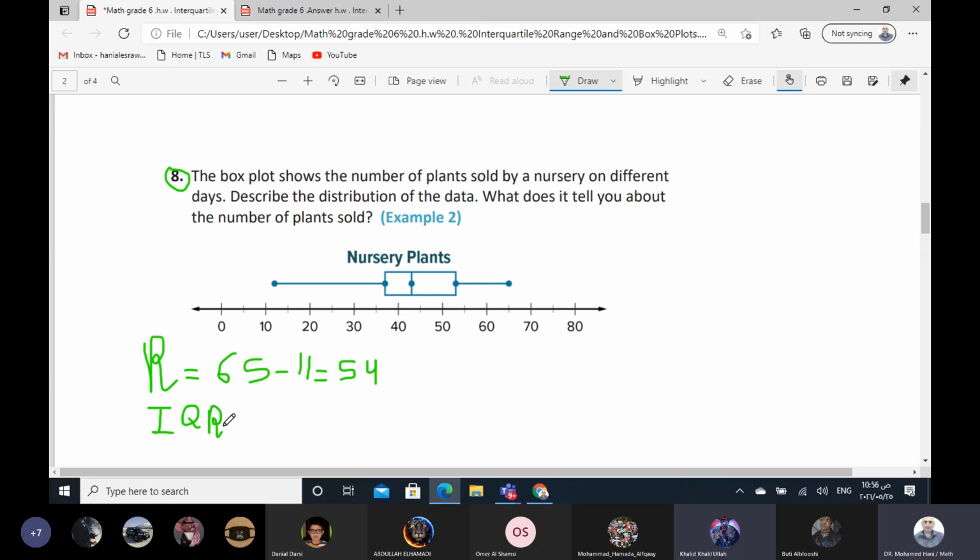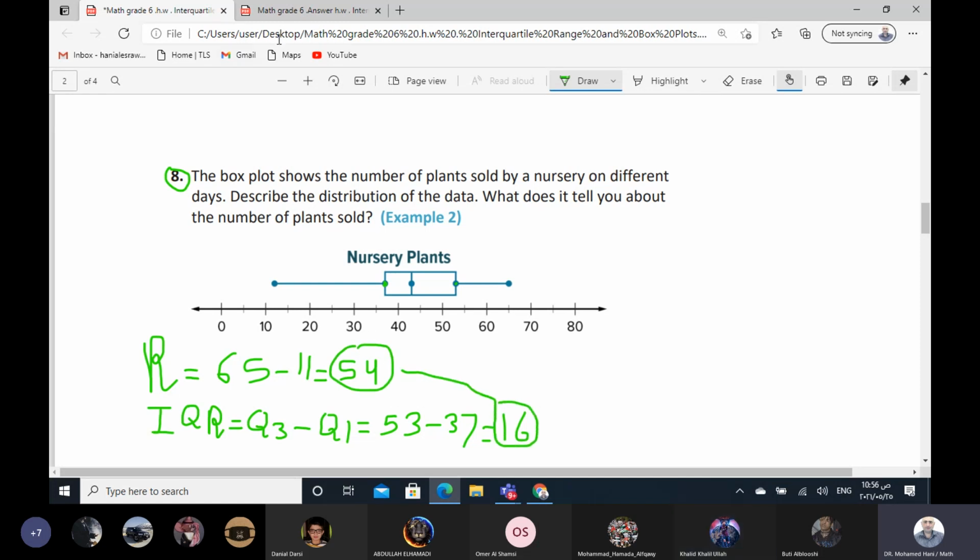Q3 minus Q1. This is Q3 here, about 53, minus this Q1, about 37. Equals 16. So the description.